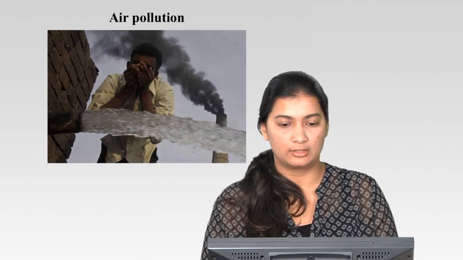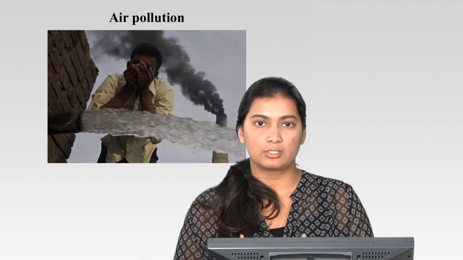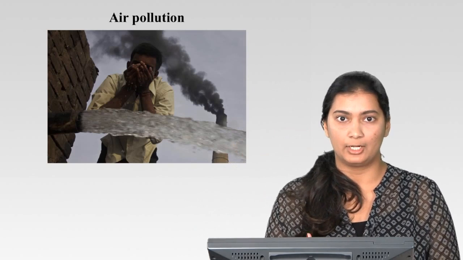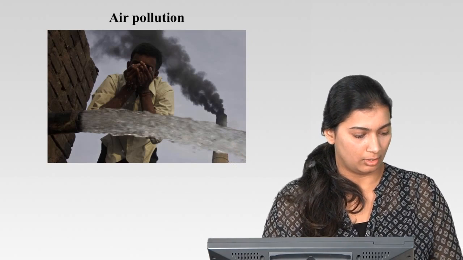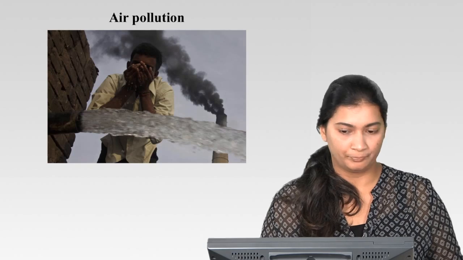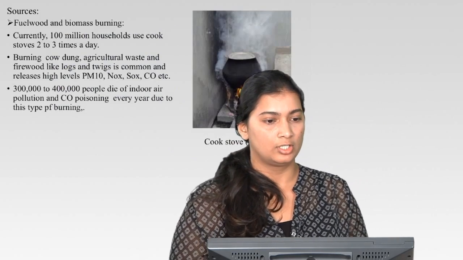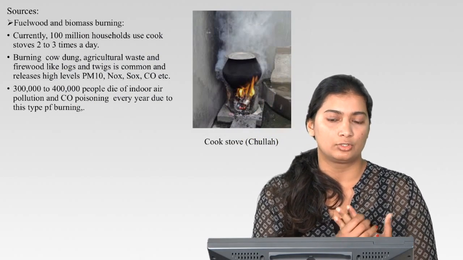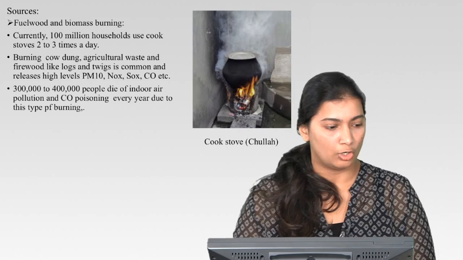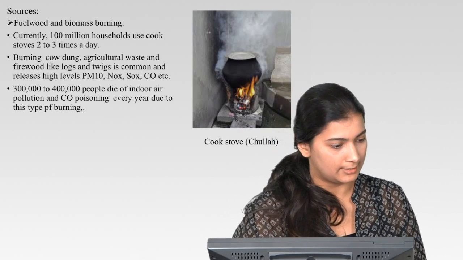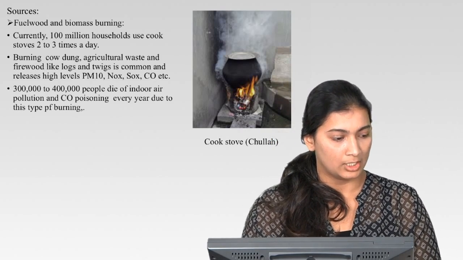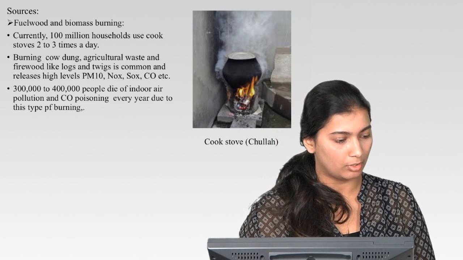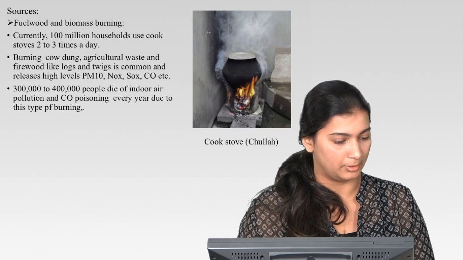So now we start with the main problems or the main issues that India is facing, and what we are doing about it. So the main sources, if you're talking about air pollution, the major source of air pollution in India is fuel wood and biomass burning. This is the primary reason for near permanent haze and smoke observed above the rural and urban areas.